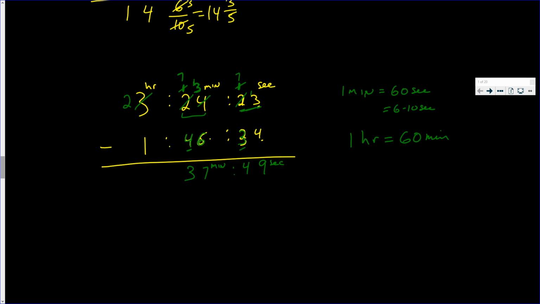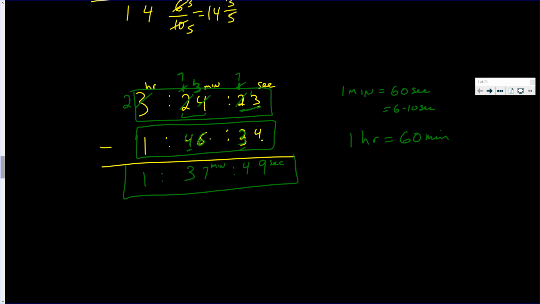And then 2 minus 1 is very doable. It's 1. So if something used to take you 3 hours, 24 minutes, and 23 seconds, and you reduce the time by 1 hour, 46 minutes, and 34 seconds, it now will take you 1 hour, 37 minutes, and 49 seconds. Okay. Knowing how to do this is really important. Just do it nice and carefully.